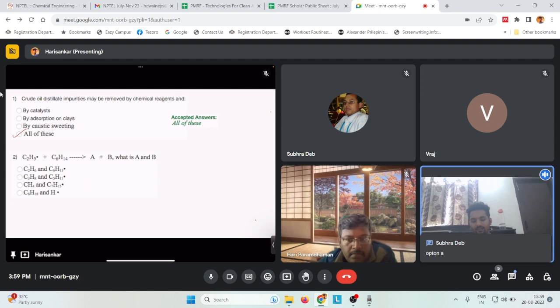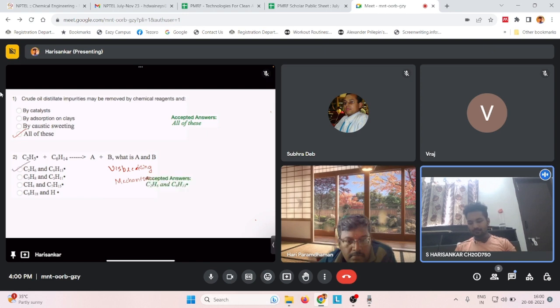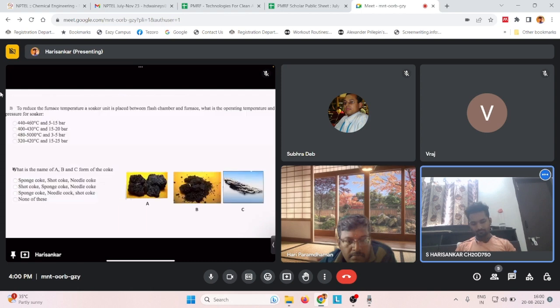Option A, okay. As far as I can remember, this is from the visbreaking mechanism. And the right option here is, yes, option A, as someone mentioned. So option A, C2H6 and C6H13 free radical, is the right answer here.